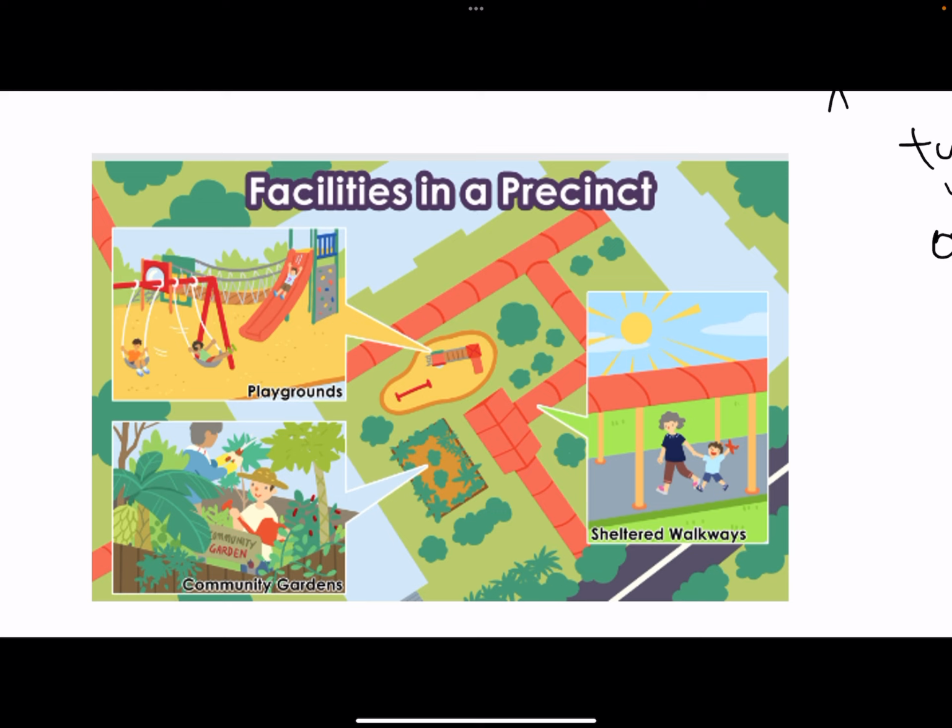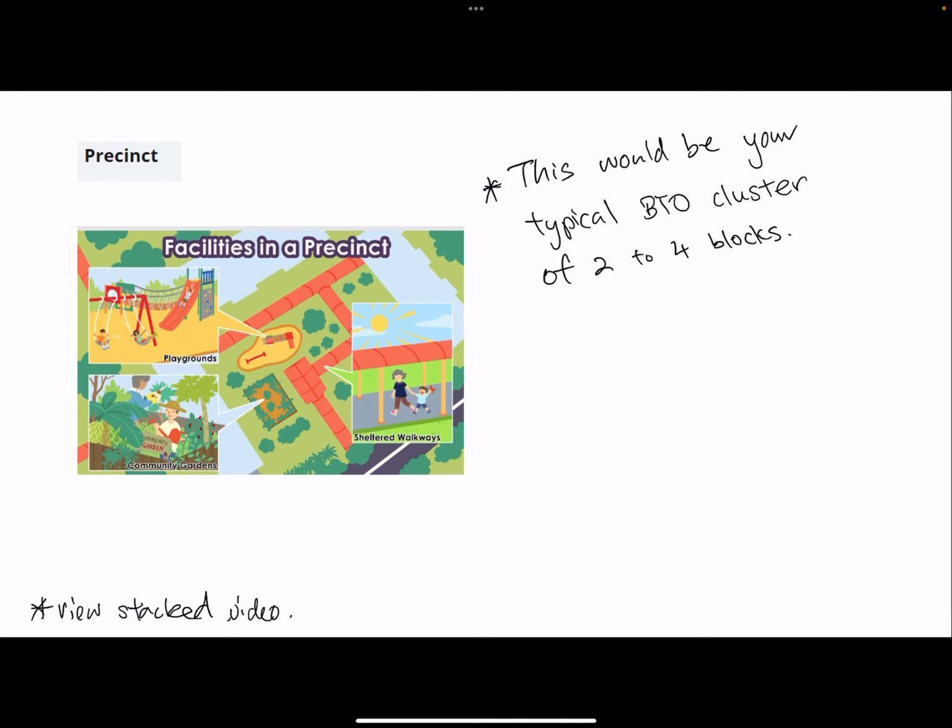So at the precinct level, these are the common things that you will see: community gardens, shelter walkways, and playgrounds. Increasingly, you also find sheltered car parks, multi-story car parks, and on top of those multi-story car parks, they actually integrate the community garden into it.